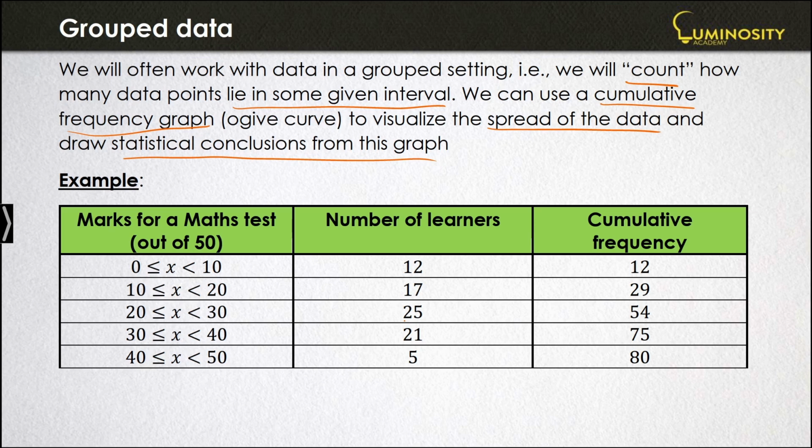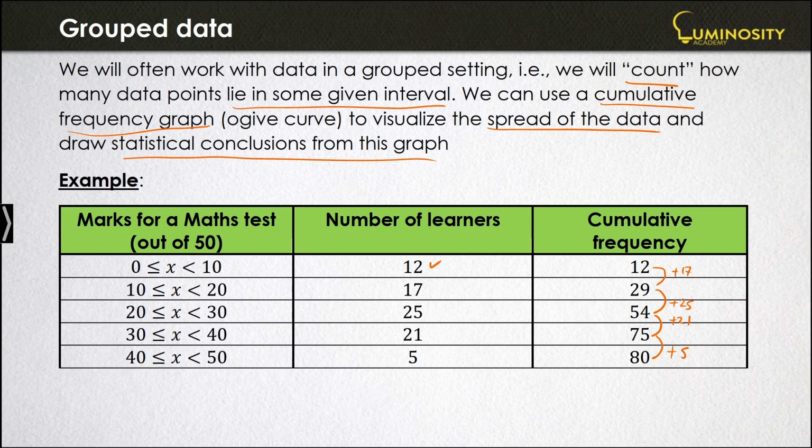The cumulative frequency is an additional column in this table which tells us how many students were in this survey. So there were 12 in this interval, 17 in the next interval, so you add, so 12 plus 17 gives you 29. Then you're going to add another 25 to give you 54. From that 54, you're going to add another 21 to give you 75. And then lastly, you add the last 5 to give you 80. So this tells us there were 80 students in total in that classroom.